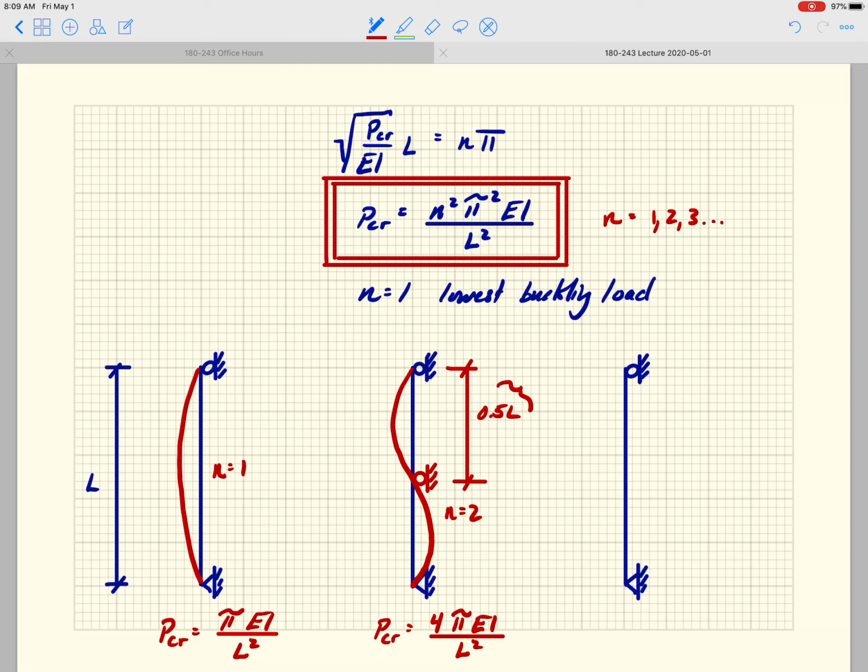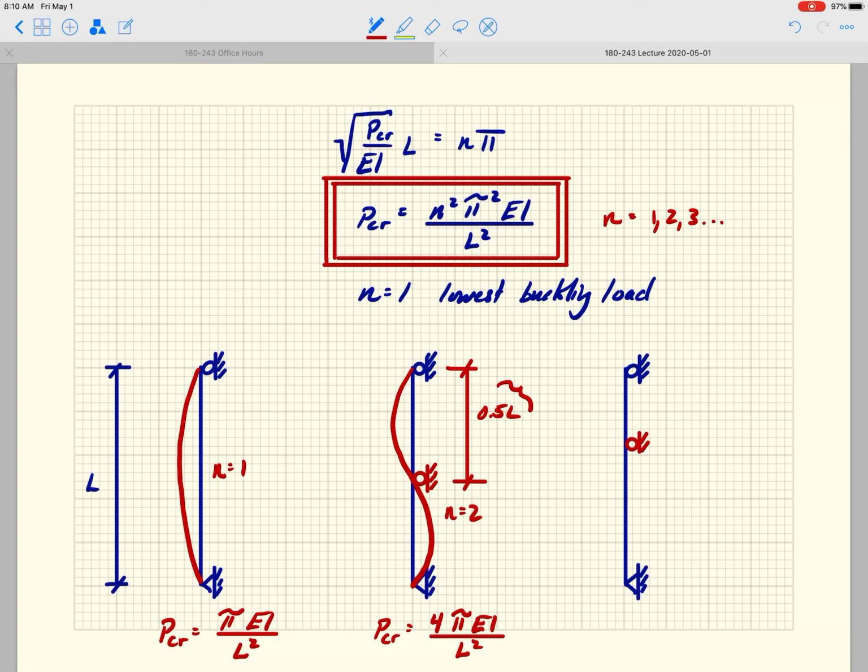If I just plug in 0.5 L instead of the full L, then 0.5 squared becomes 0.25. When I put that in the numerator, it becomes 4. So you can either do it based on this n value, or we can just decide that the length is actually the length over which a half sine wave occurs, and then I don't need to worry about this n any longer. So let's just show that that actually holds here.